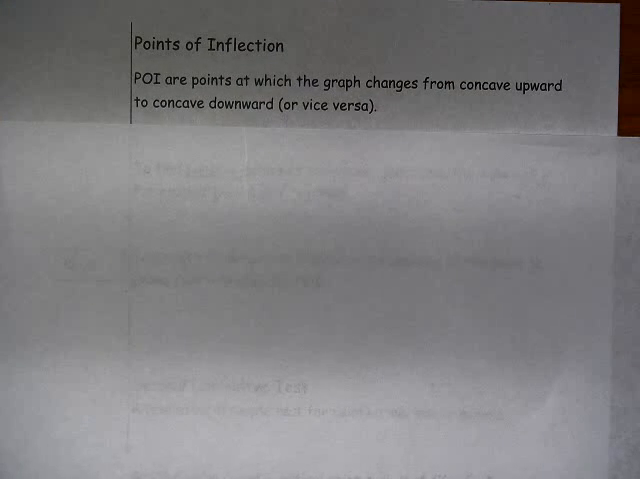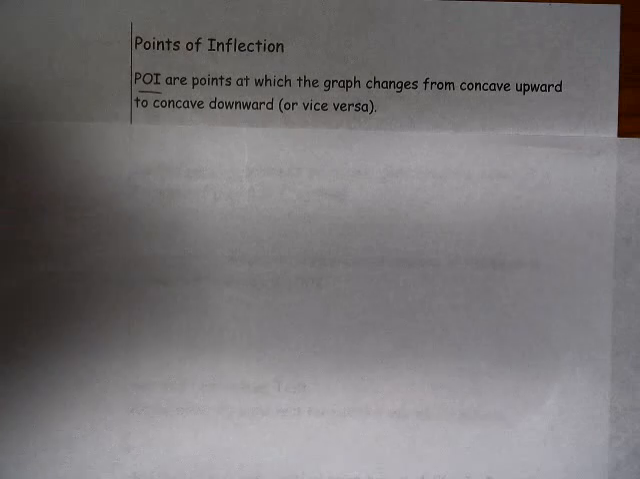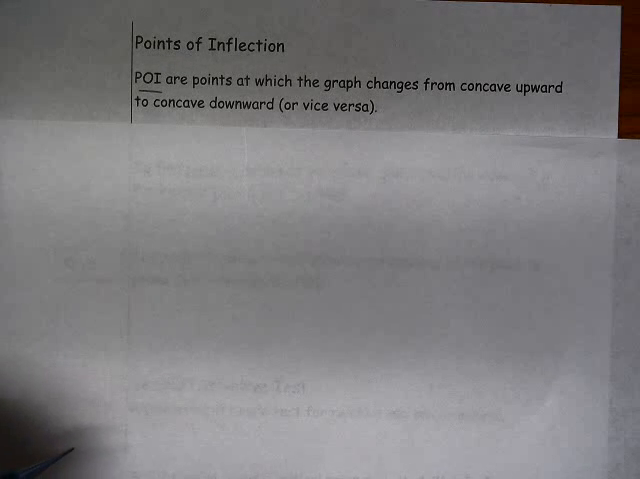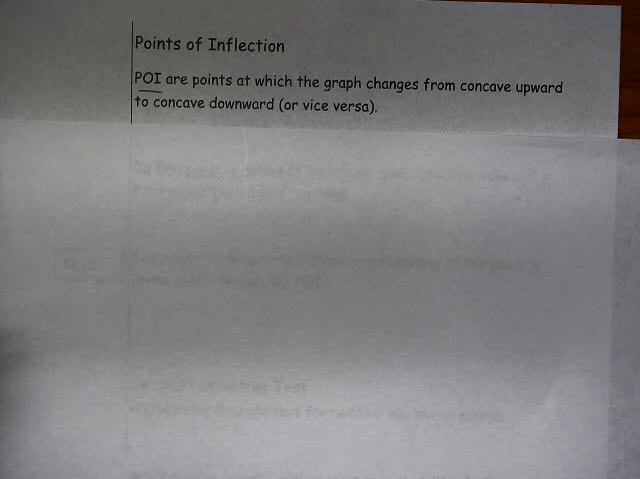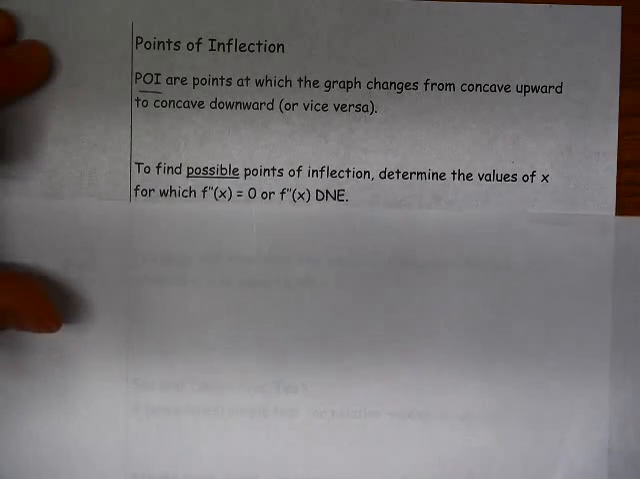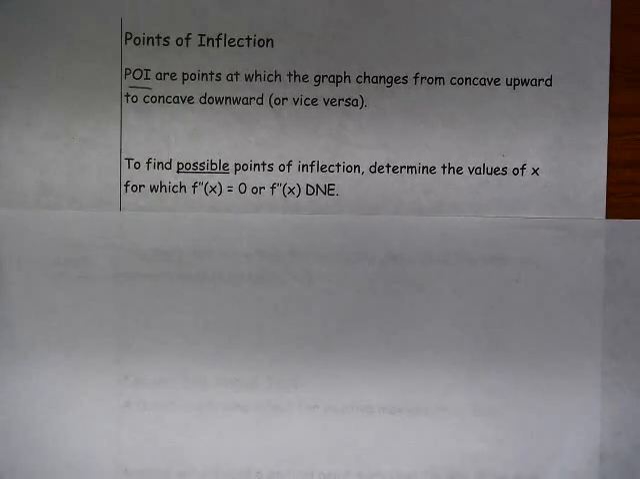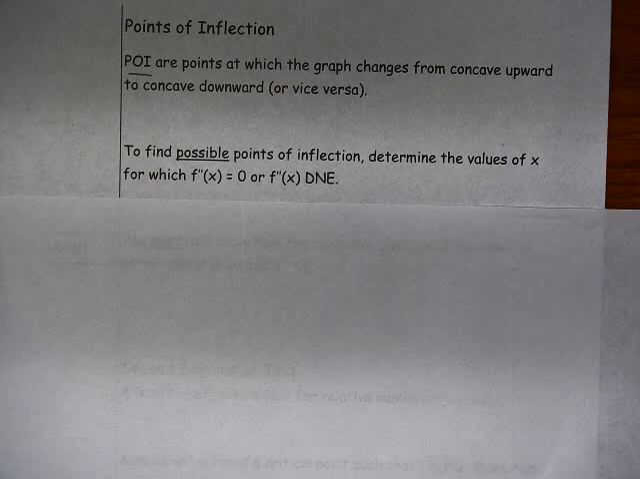All right, last concept we're going to talk about as part of section 3.4 is points of inflection. The definition of points of inflection: they are the points at which the graph changes from concave up to concave down, or from concave down to concave upward. So they're points at which the concavity changes. The way we find them is to look for places where the second derivative either equals 0 or does not exist.